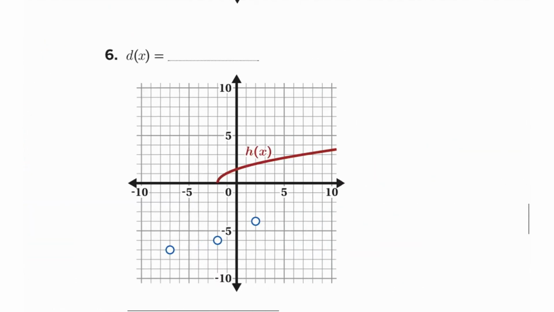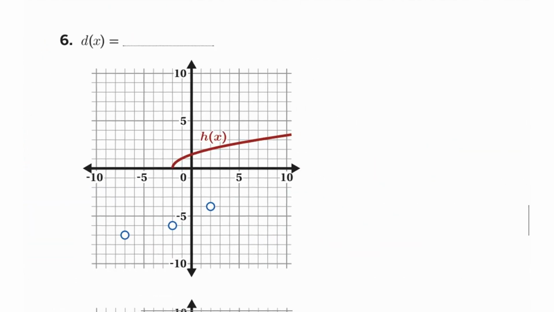Last of this group here, for number 6, d of x. Got to do quite a few things here. It looks like not only am I going to be reflecting it over the x-axis, but also the y-axis. The reason for that is because I see that I'm starting like this. If I were to reflect it over the x-axis, that would give me something that looks like this.